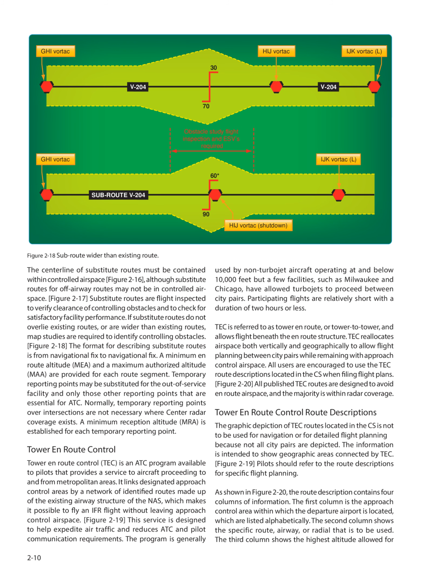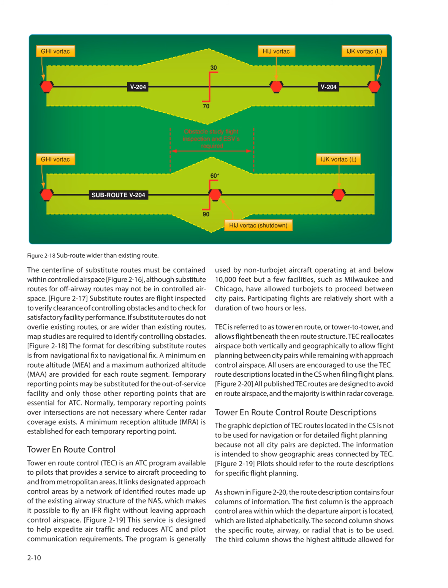A minimum en-route altitude, MEA, and a maximum authorized altitude, MAA, are provided for each route segment. Temporary reporting points may be substituted for the out-of-service facility and only those other reporting points that are essential for ATC. Normally, temporary reporting points over intersections are not necessary where center radar coverage exists. A minimum reception altitude, MRA, is established for each temporary reporting point.